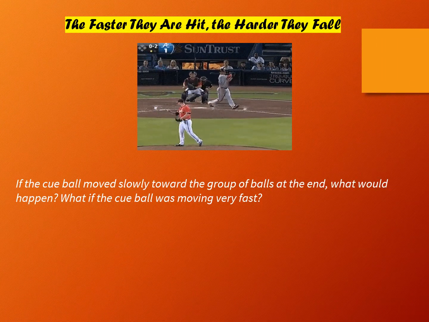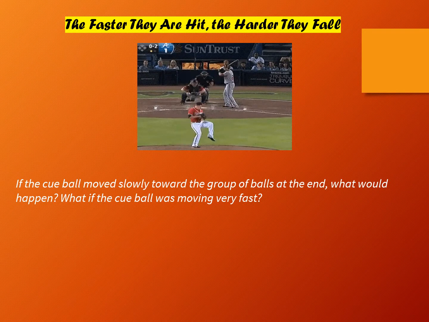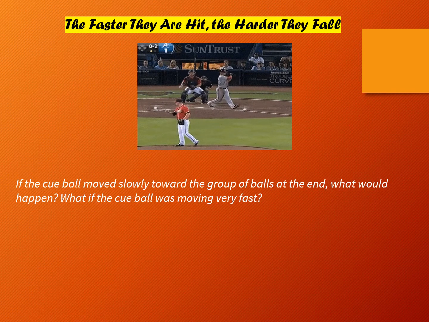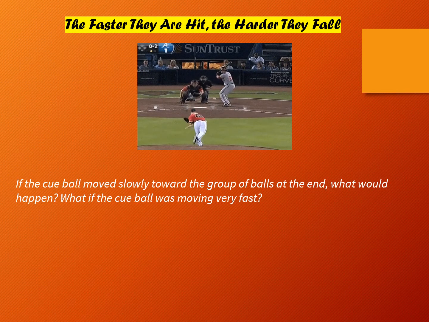The faster they are hit, the harder they fall. You noticed earlier that the faster you throw a ball, the more energy it had. The increased energy made the gong move more. Now think back to the pool game. If the cue ball moved slowly toward a group of balls at the end, what would happen? What if the cue ball were moving very fast?